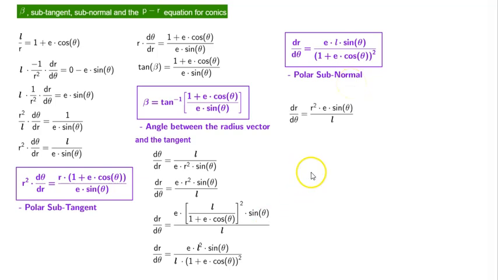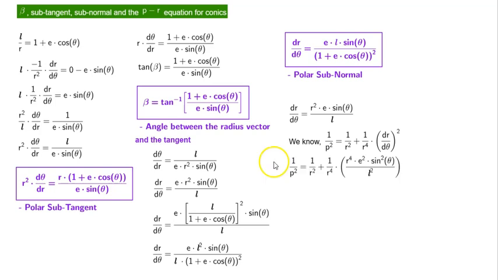Now, the pedal equation. dr by d theta is equal to R square times E times sine theta by L. From here we got this. Now, we know 1 by p square is equal to 1 by r square plus 1 by r to the power of 4 times dr by d theta squared. This we had seen in one of our previous sessions. Let's substitute dr by d theta with r square times e times sine theta by L.